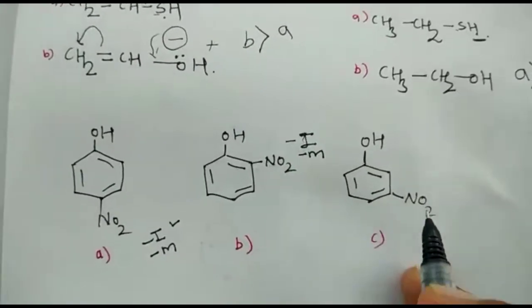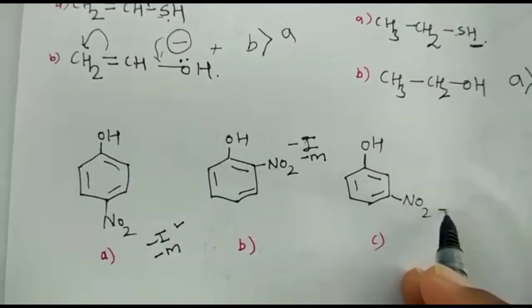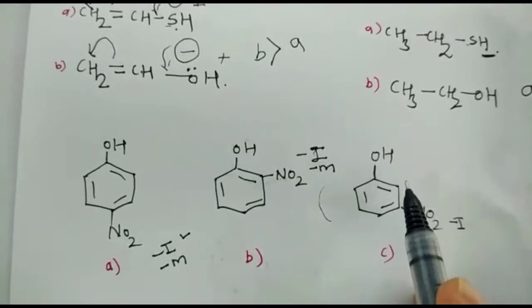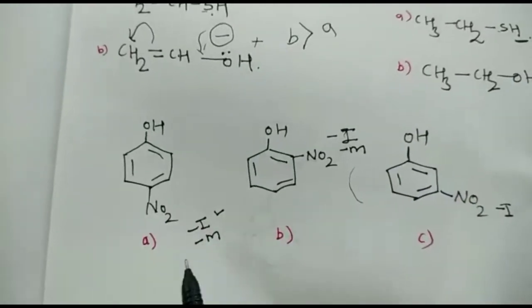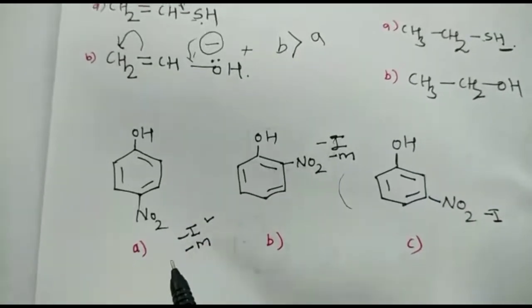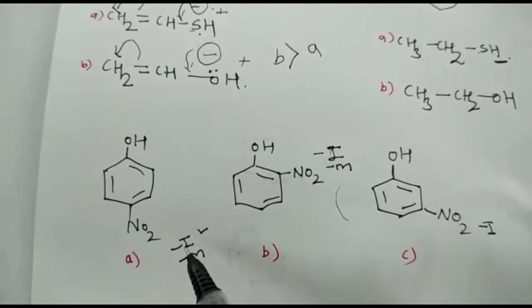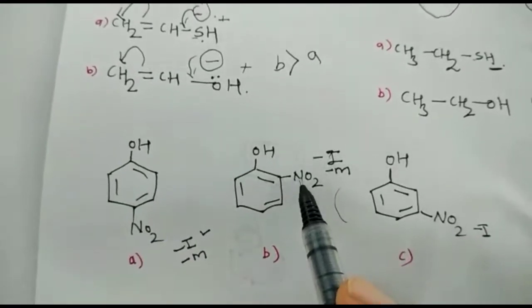Okay, in this case it is only a negative inductive effect, so it cannot give H plus ions easily. First, keep A and B side by side and compare them. The first condition is that as the size increases, the inductive effect decreases. Here there is more inductive effect as compared to here.